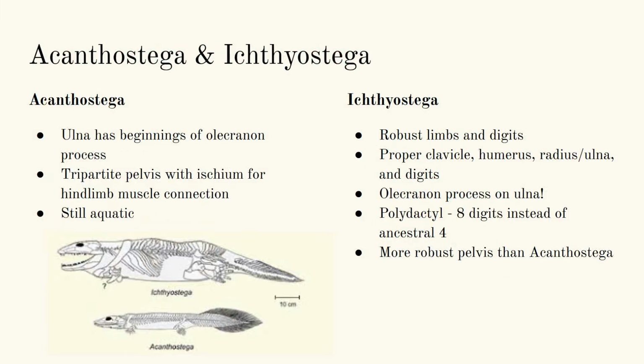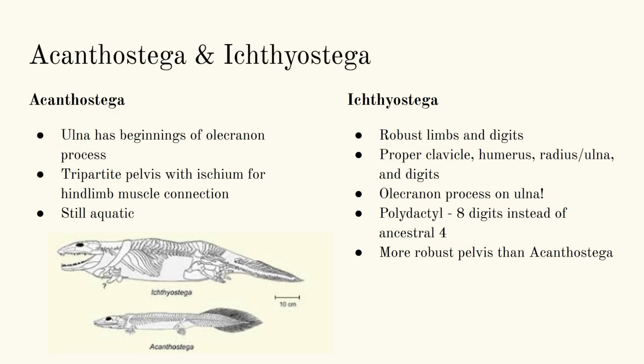Moving into Acanthostega and Ichthyostega, these animals are both still primarily aquatic. Acanthostega has more basal characteristics. The ulna has the beginnings of an olecranon process. It has a tripartite pelvis with ischium for hind limb muscle connection, but those connections are relatively weak. It's not particularly robust, versus Ichthyostega, with very robust limbs and very robust digits.